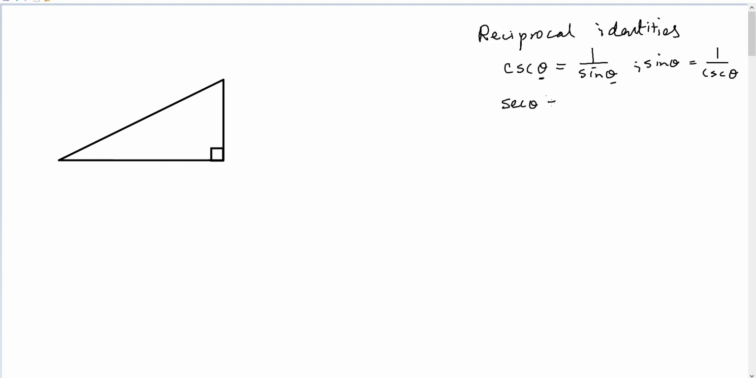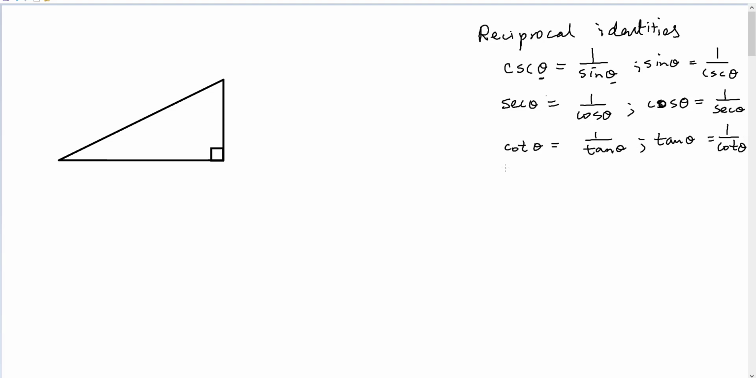Secant theta is 1 over cosine theta. Cosine theta is 1 over secant theta. Cotangent theta is 1 over tangent theta. So tangent theta is 1 over cotangent theta. These are reciprocal identities. And now there are two quotient identities because there's a tangent and cotangent.